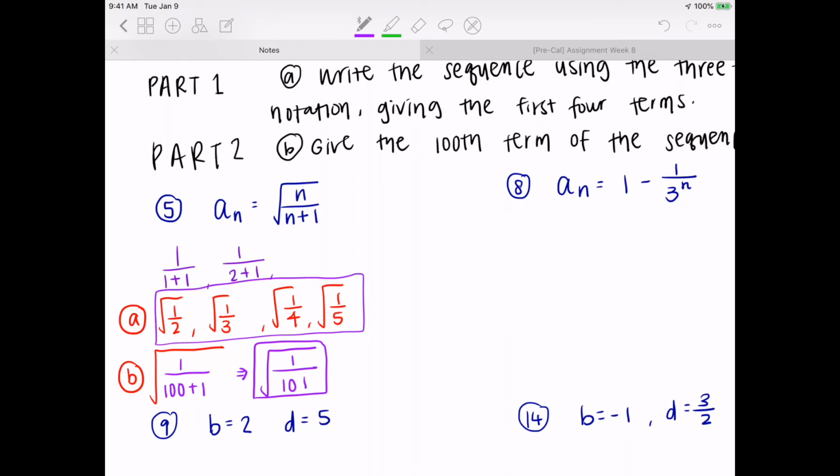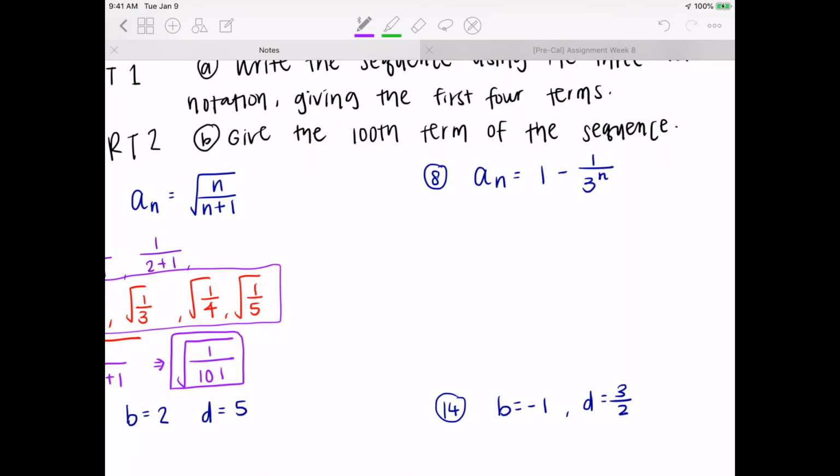Okay, so if they give us the explicit formula, it's actually pretty easy from there. Let's look at number 8. Number 8 is your homework question. So I'm going to look at part A. 1 minus 1 over 3 to the first power. 1 minus 1 over 3 to the second power. 1 minus 1 over 3 to the third power. And 1 minus 1 over 3 to the fourth power.